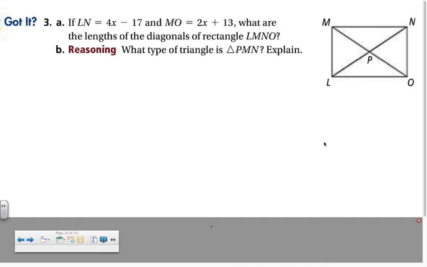If LN is 4x minus 17 and MO is 2x plus 13, what are the lengths of the diagonals of the rectangle LMNO? Then I want you to answer what type of triangle is triangle PMN and explain your answer. Go ahead and pause this movie, try this on your own, and then at the end of the movie, you'll need to answer this question.